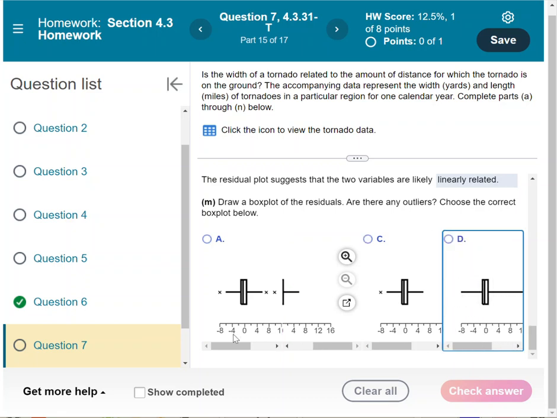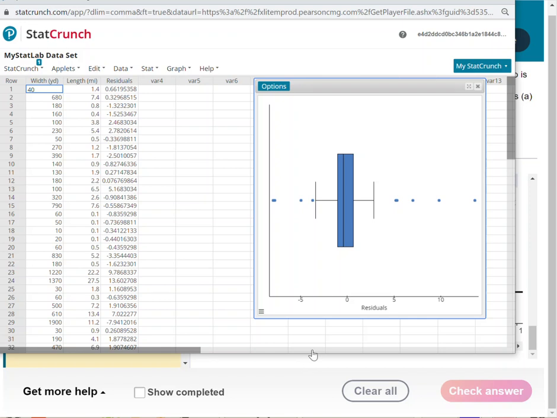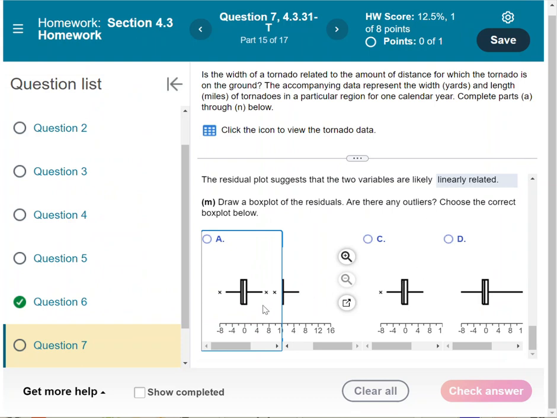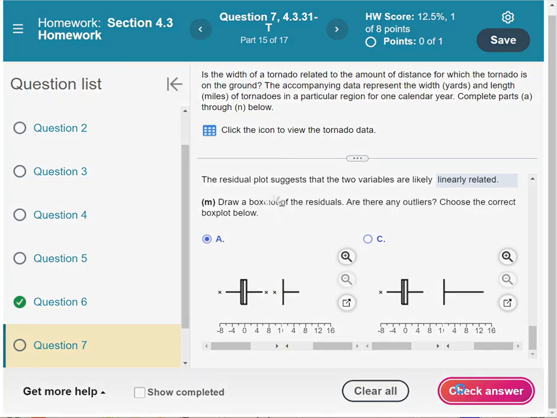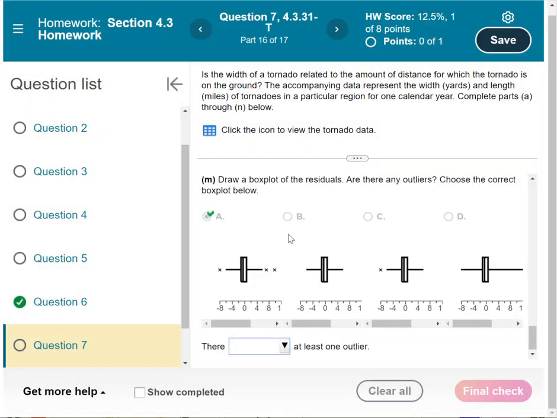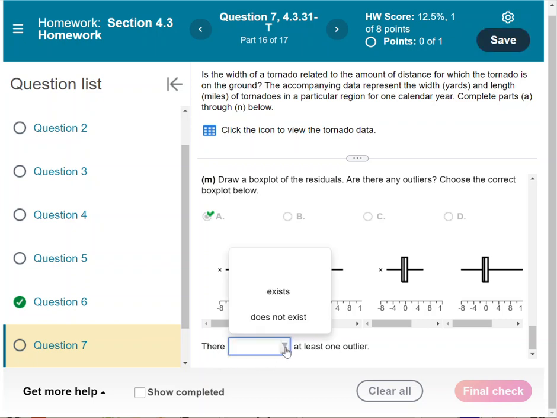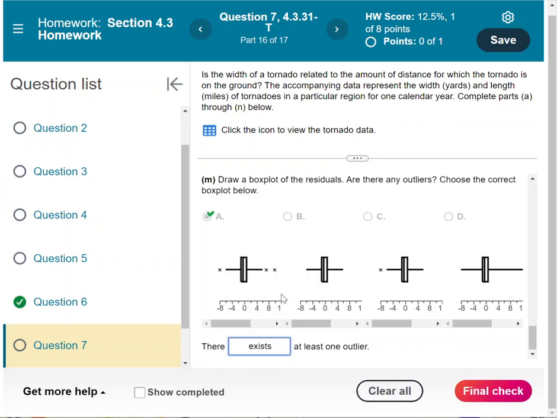Well, that's interesting. Let's go back to our graph. It looks like data's more spread out on the right. Let's go back to our graphs. This is the only one that really seems to show outliers. I'm not sure why it's not showing as many, but I'm going to go with A here. All right, there exists at least one outlier.